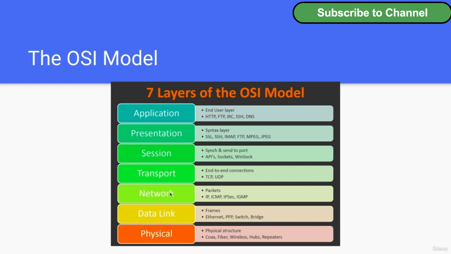We have the network layer: packets, IP, ICMP, IPsec, IGMP. We have the data link, like frames, Ethernet, PPP. We have switch and bridge, so you can see they are inside the data link. We have the physical layer finally, which is the physical structure: coax, fibers, wireless, hubs, repeaters, and so on. By the way, the routers will be categorized inside the network layer.